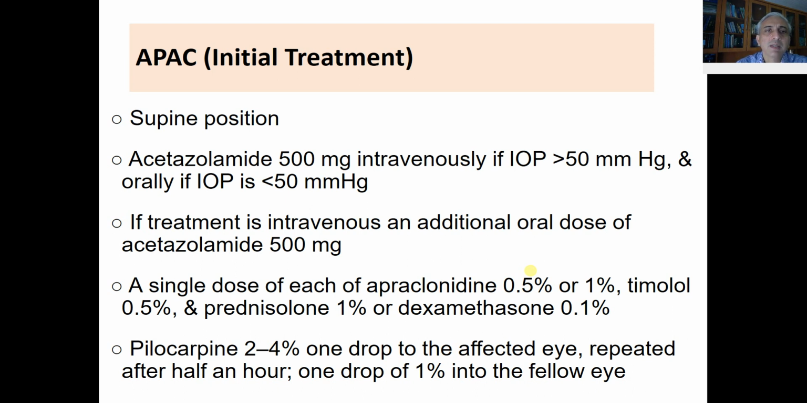So pilocarpine does not work at that pressure. If the pressure is very high, you can give oral acetazolamide, but it might not work. So IV acetazolamide if it is more than 50, and oral if it is less than 50. IV acetazolamide is usually not available in Pakistan, so what we tend to give is intravenous mannitol 200 ml.